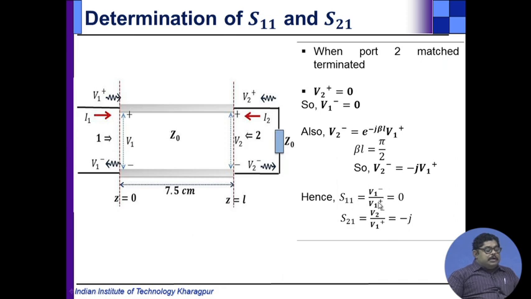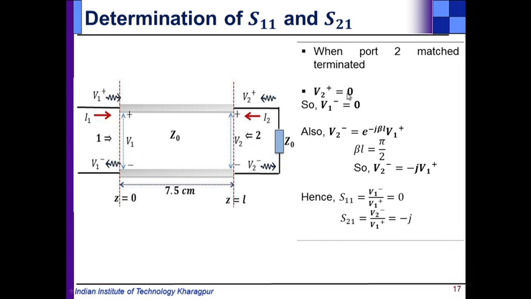The moment you get that, you can find out S11. S11 is V1 minus by V1 plus under this condition. Already we are here, so we have not written it explicitly. V1 minus by V1 plus is 0, because V1 minus is 0 here. And S21 is V2 minus by V1 plus, that is minus j. So, you got the first column of the S parameter.